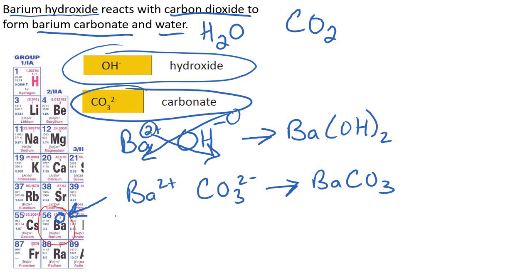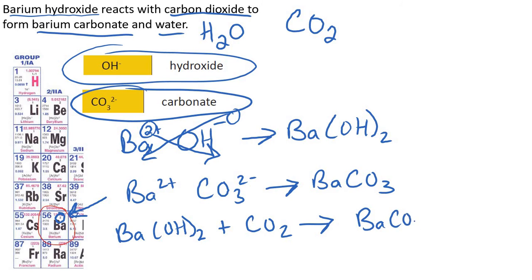So let's put these together. Barium hydroxide, Ba(OH)2, plus carbon dioxide, CO2, reacts to form barium carbonate and water. And now we want to balance these. Let me change colors. Remember, when we balance chemical equations, we want the same number of each atom on each side. So we've got our reactants here on the left, products here on the right side. Let's go through and see what we've got.